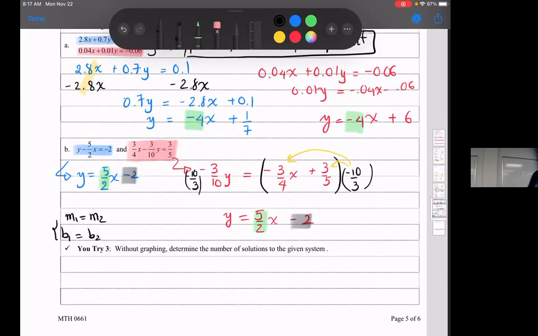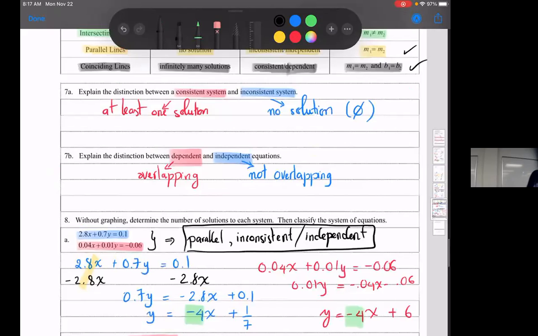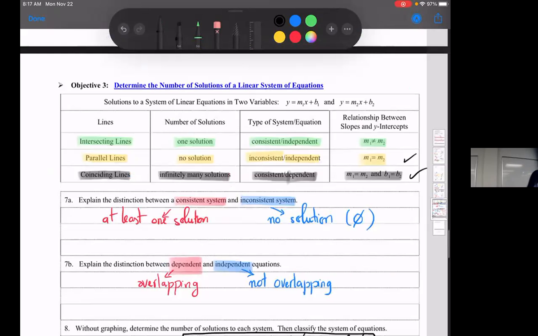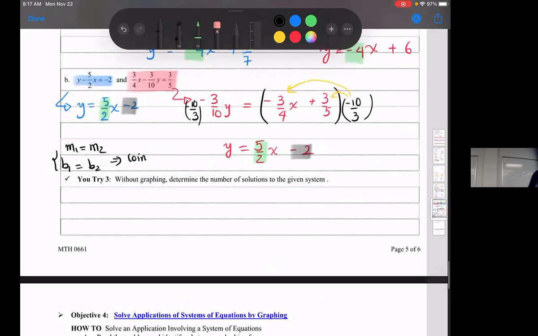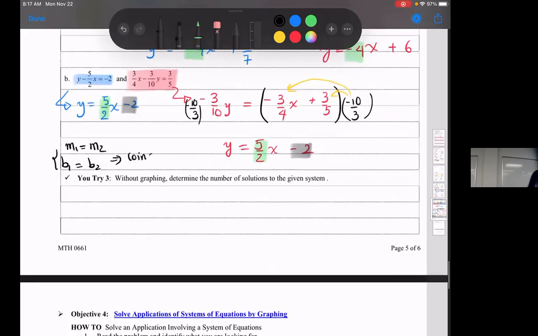That implies coinciding. How do I spell coinciding? Coinciding. And because coinciding is consistent, it has at least one solution, it is consistent. In this case, we have infinitely many solutions, and then it's dependent. I deleted the Try 3, so you don't have to worry about that. I don't have time for you to do the also.